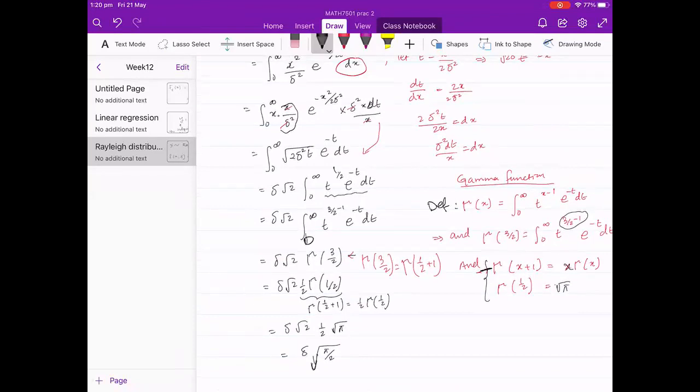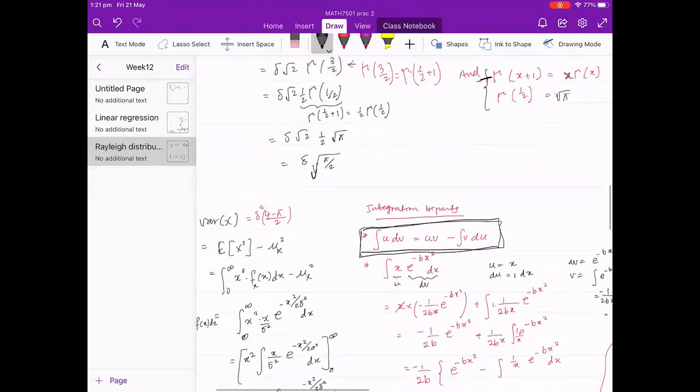There is no harm in it. Any questions? All right, no questions. The next question I've asked is find the variance of the Rayleigh distribution.